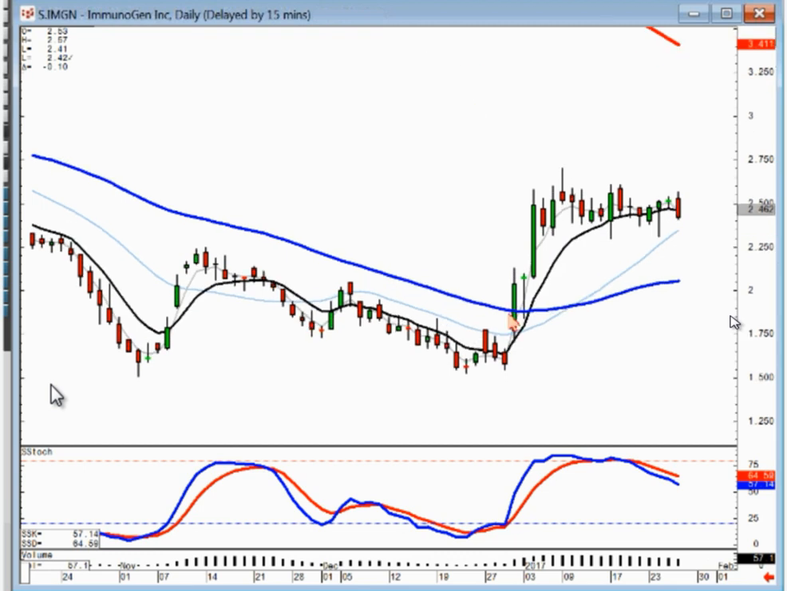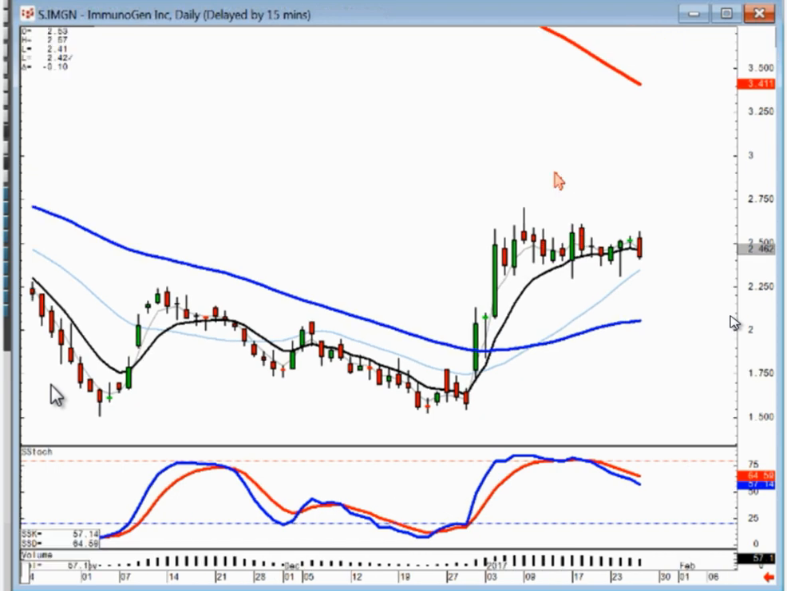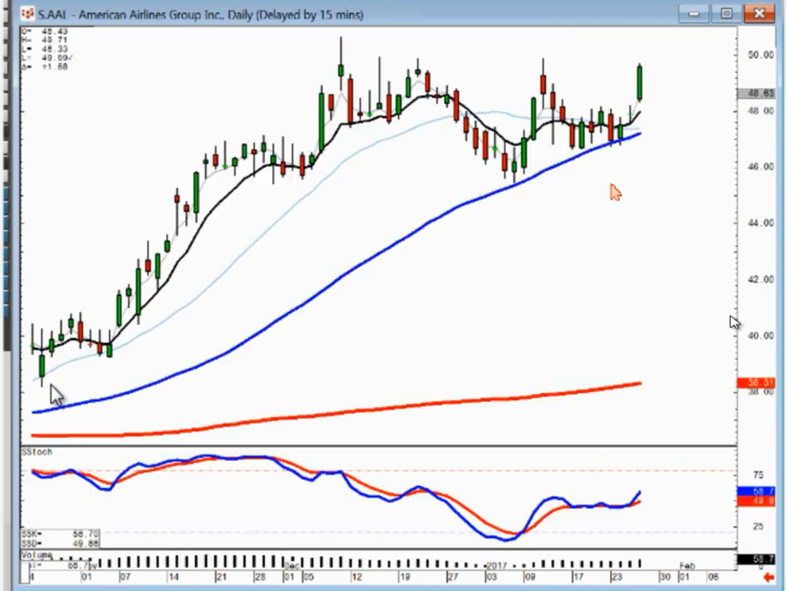Oh, IMGN, nothing here. You're moving sideways. And with it closing below the T line, if it opens lower tomorrow, it's telling you about your trajectory. It's gone. So if I had owned this one, I would have closed it out. But then I just watch to see if it comes up through there. When it does, it tells me I've got another wave in action.